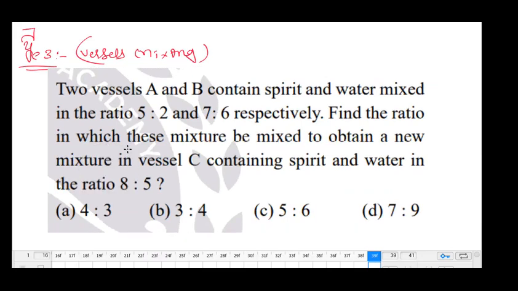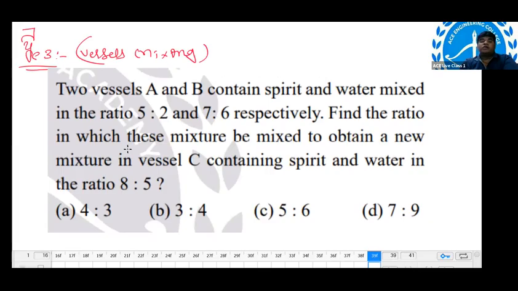Okay, two vessels. Clearly observe, two vessels, okay, A and B contain spirit and water mixture in the ratio 5:2 and 7:6. Friends, clearly understand, clearly observe. First vessel contains spirit and water 5:2. Second vessel contains spirit and water 7:6 respectively. Find the ratio in which these mixtures are to be mixed to obtain a new mixture in the vessel C.